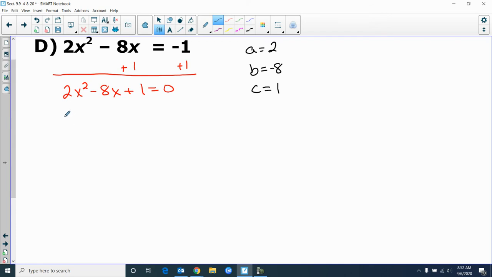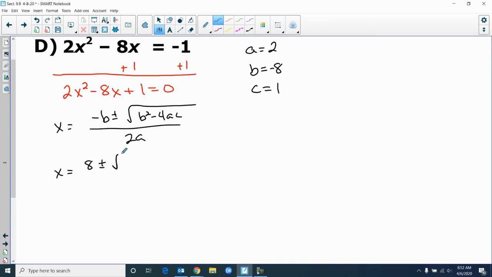So now x equals the opposite of b, plus or minus the square root of b squared minus 4ac, all over 2a. I'm going to substitute in. The opposite of negative 8 is 8. Make sure when you take b squared, you put negative 8 in parentheses, squared, minus 4 times a, which is 2, times c, which is positive 1, over 2 times a, which is 2.